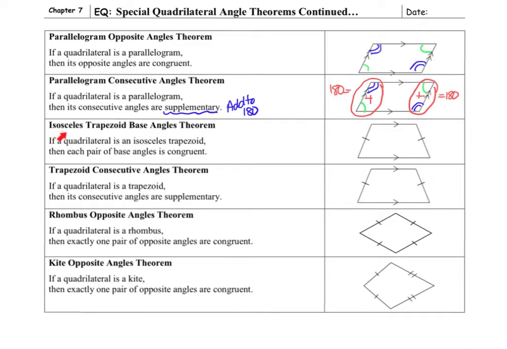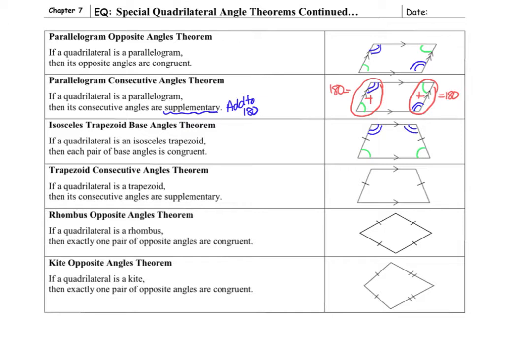Let's take a look at the isosceles trapezoid base angles theorem. If a quadrilateral is an isosceles trapezoid, then each pair of base angles is congruent. So remember, an isosceles trapezoid has two non-congruent sides, and then the base angles would be these two angles at the bottom. So these two angles would be congruent, and then the other two angles up top, these two angles would also be congruent.